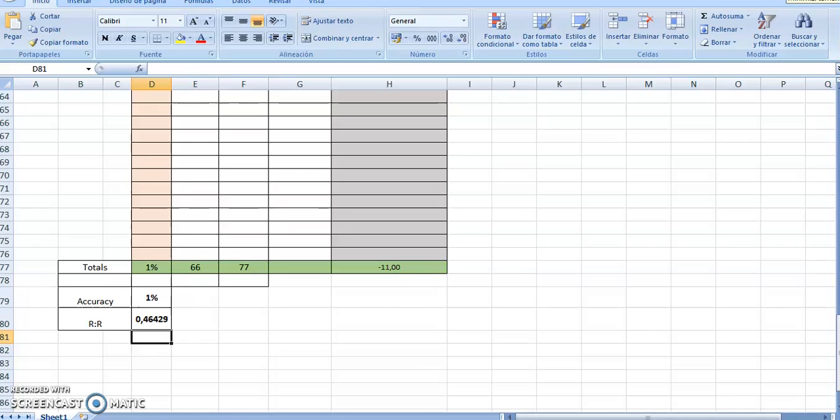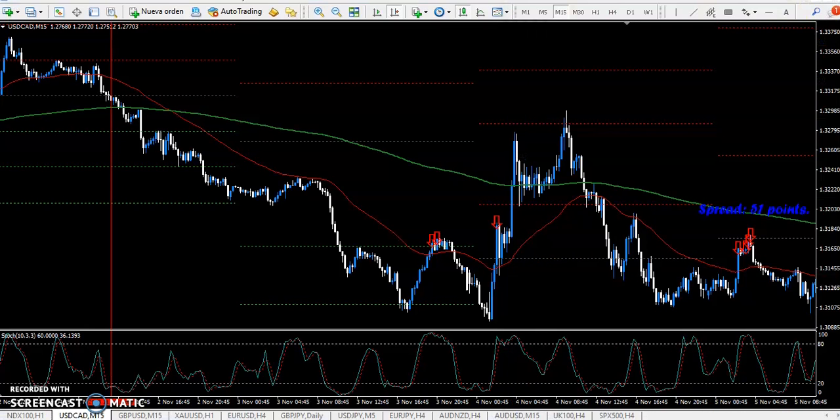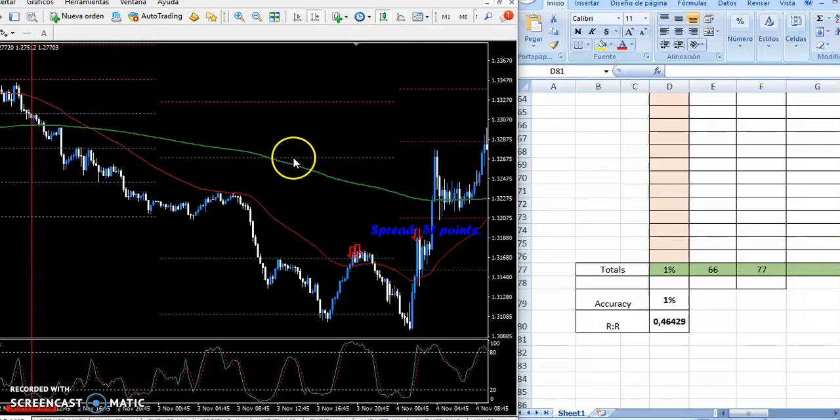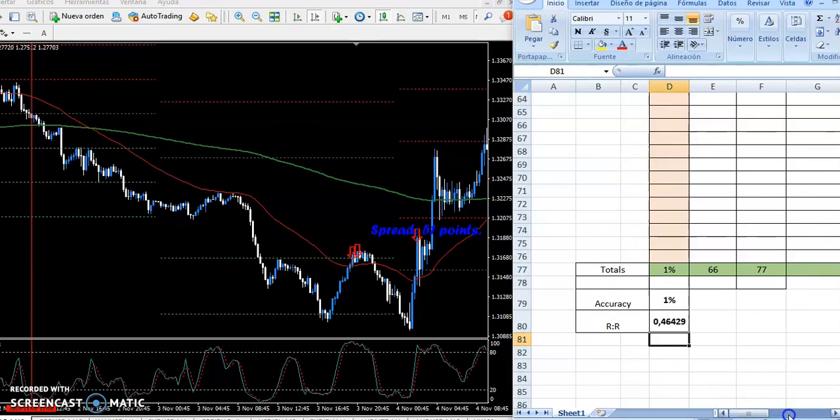So if you've only got one screen, I'd recommend just minimizing it like this and having it so you have half your chart here, and then the other half of your screen is just going to be your Excel spreadsheet.